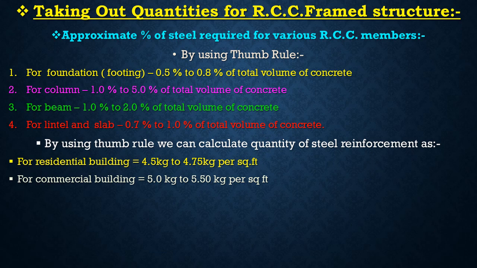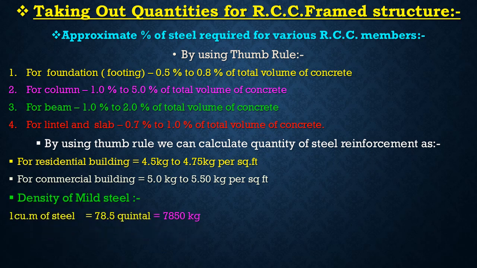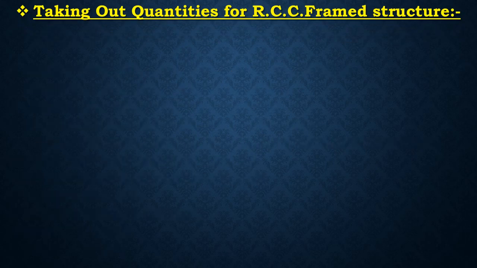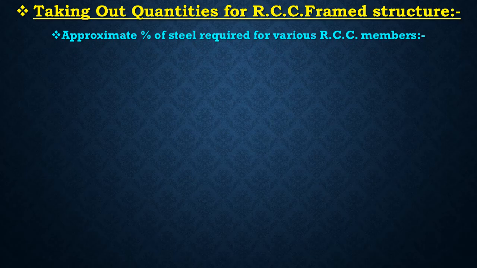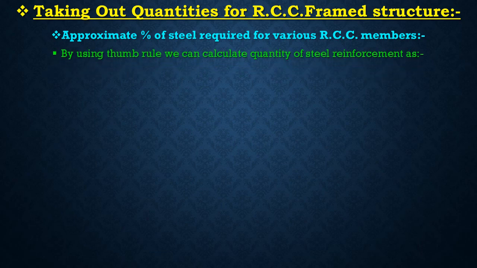But steel is not expressed in cubic meter. So the quantity of steel in quintal or kg is calculated by considering the density of mild steel. So 1 cubic meter of steel is equal to 78.5 quintal, which is equal to 7850 kg. 1 ton is equal to 1000 kg. 1 quintal is equal to 100 kg. I will give you an example to explain how to calculate steel quantity if there is no detailed RCC drawing, by using the thumb rule.